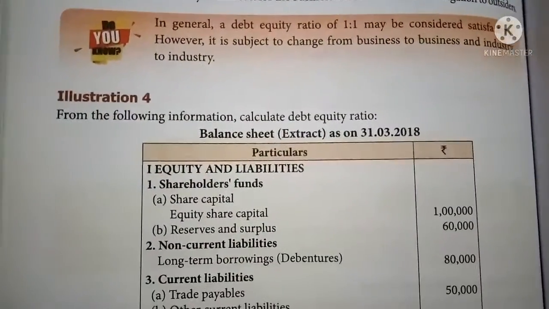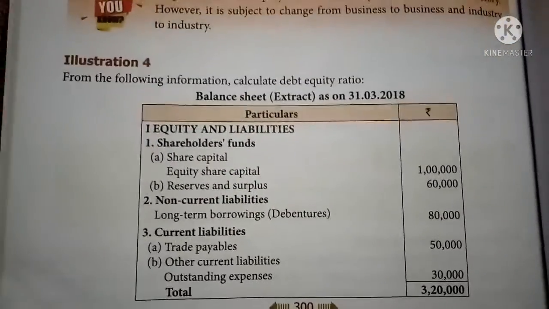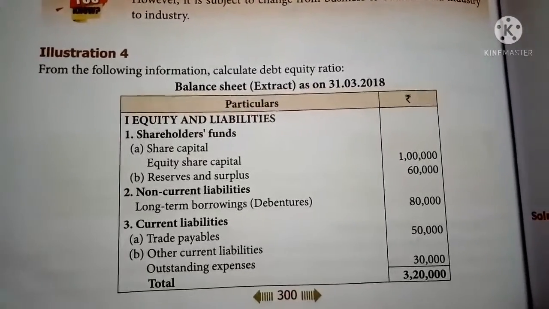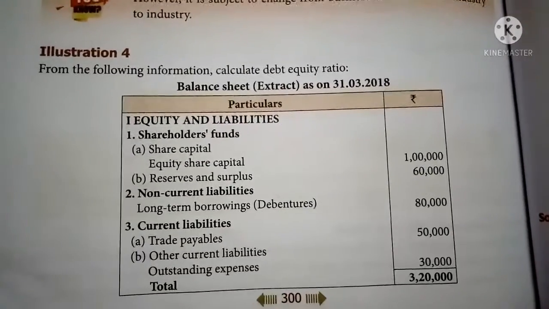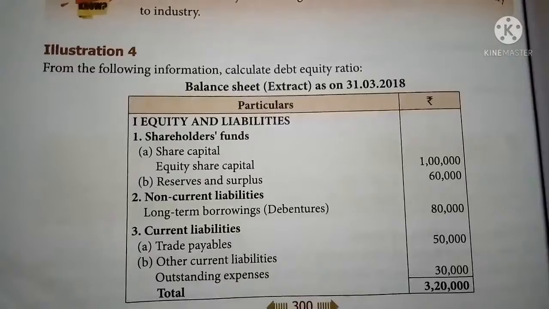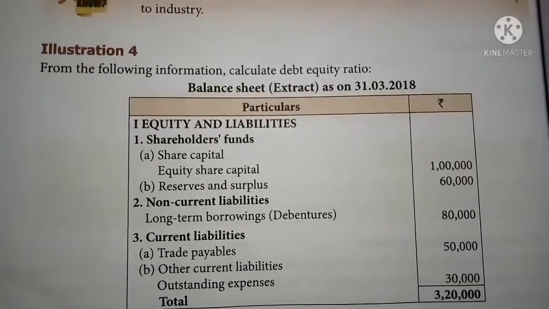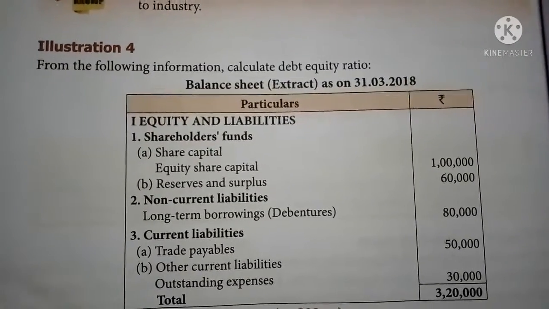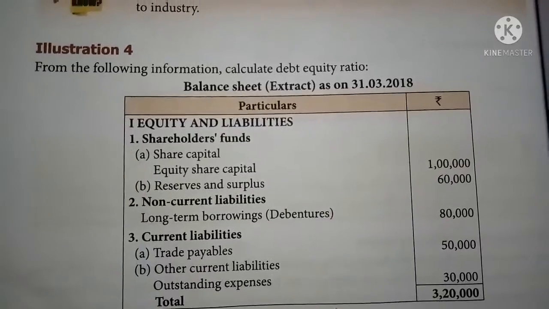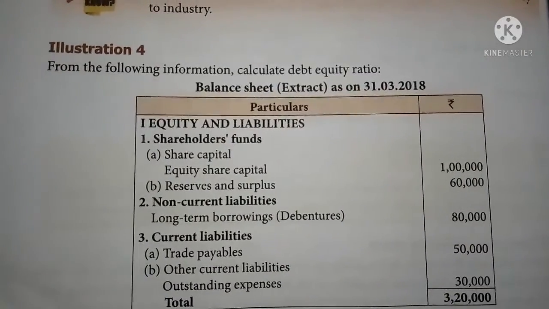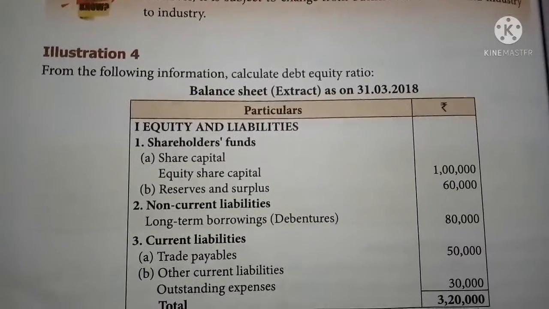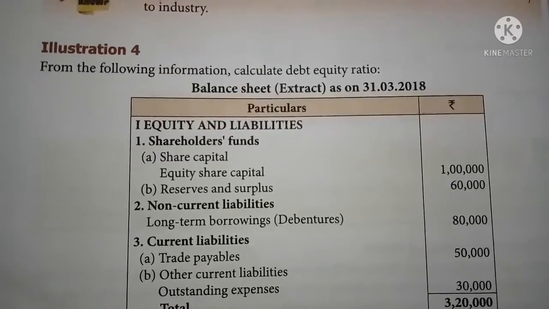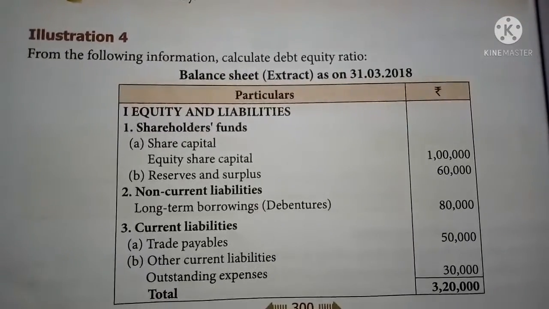Let us see one example sum for finding debt equity ratio. Here in illustration 4, they are asking to find out debt equity ratio. Before going through the sum, we should know the formula for debt equity ratio. The formula for debt equity ratio is long-term debt by shareholders fund.